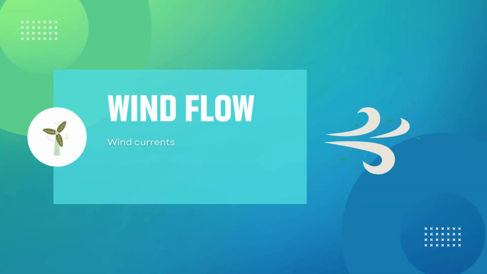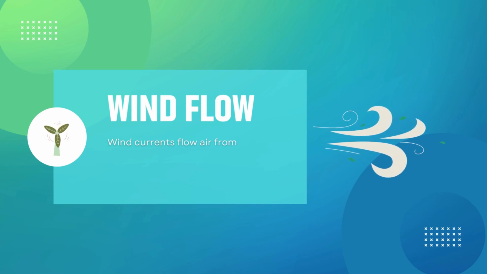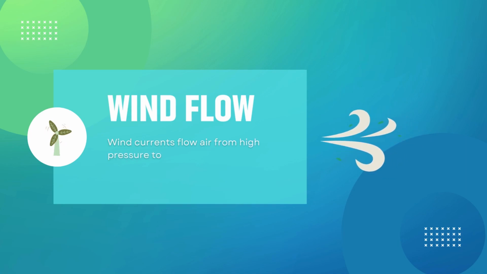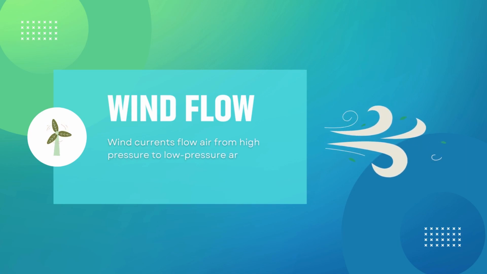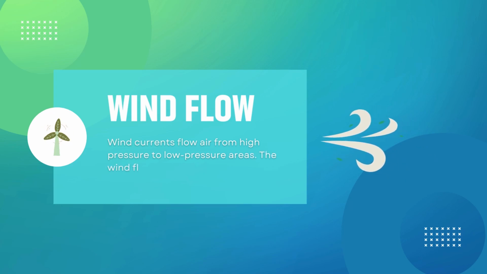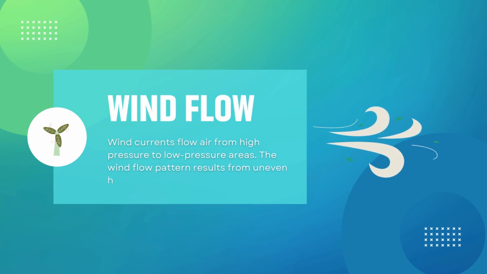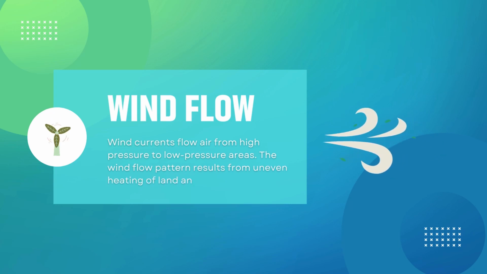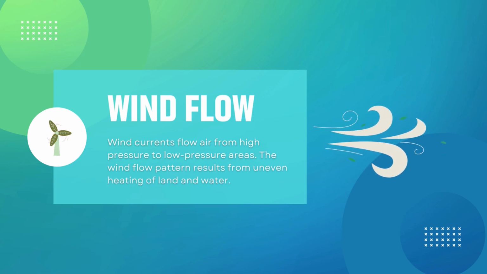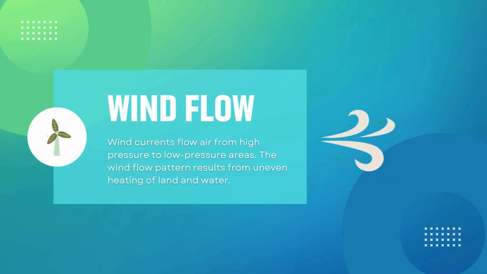Wind flow. Wind currents flow air from high pressure to low pressure areas. The wind flow pattern results from uneven heating of land and water.